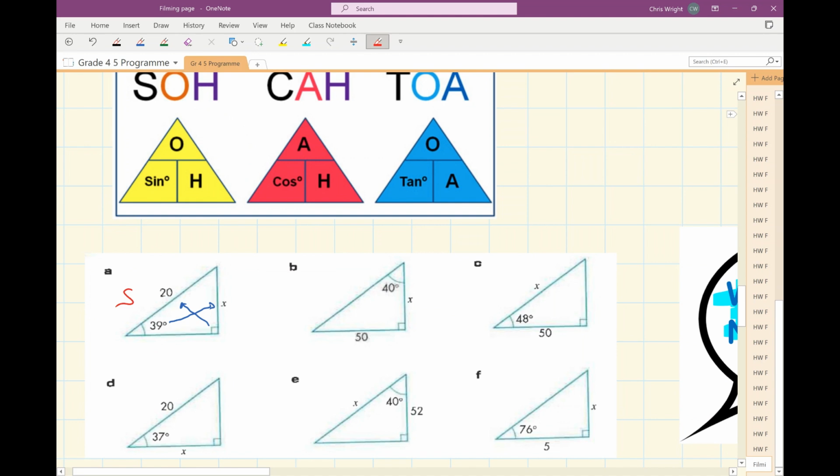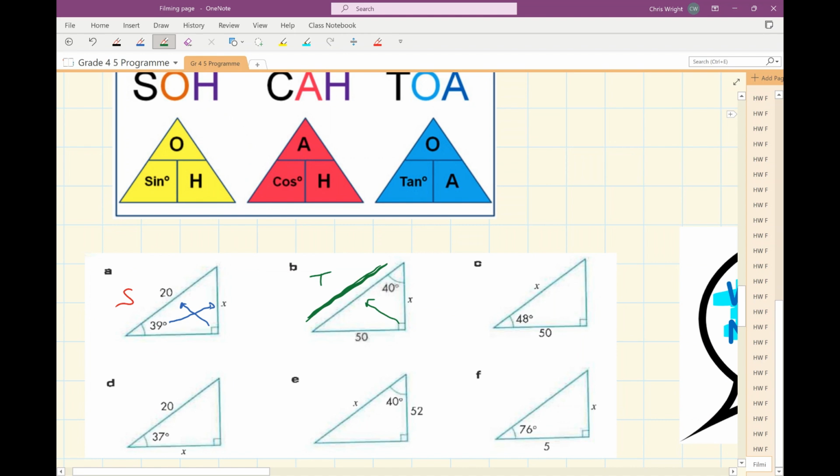If you've got the idea, pause the film and you decide what to use for B, C, D, E and F. And then press play, see if you and I agree. If you haven't quite got the idea, listen to this. Let's look at B. Well, in B, it's this side which is not involved, and that is the hypotenuse, because it's opposite the right angle. So which of my three, SOH, CAH or TOA, does not involve the hypotenuse? Answer, tan.